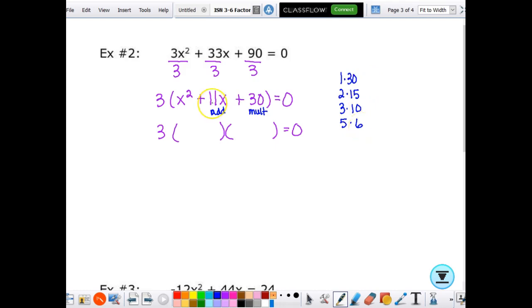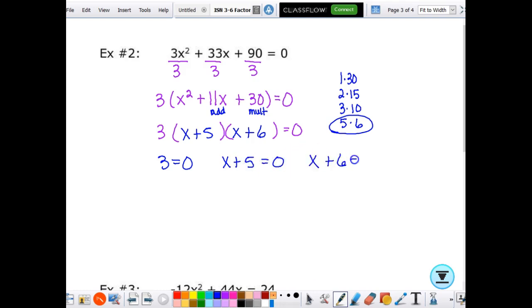Okay, who's going to make an 11? I think a lot of you already see it. It's a 5 and a 6. Everything's positive, all nice and wonderful for us. 3 equals 0. X plus 5 equals 0. X plus 6 equals 0. So 3 doesn't equal 0. We get to mark him out. X equals -5.